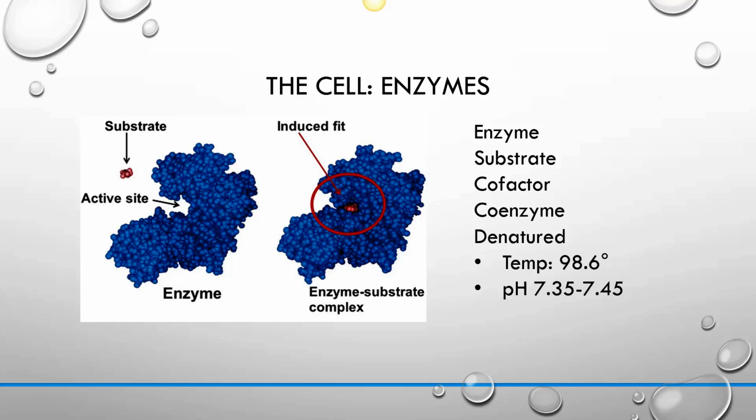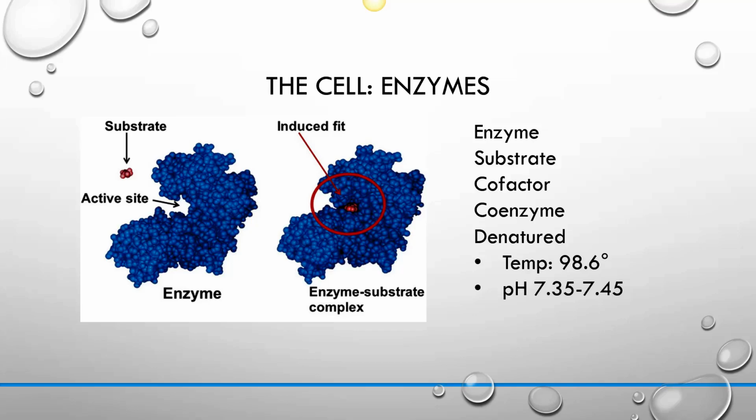Cofactor and coenzyme. A cofactor is an inorganic molecule that assists the enzyme's function. If you don't have a cofactor, the enzyme would not be functional. So the cofactor is necessary. One of the major cofactors inside of the body is magnesium. If you don't have magnesium stuck to the surface, the enzyme won't work.